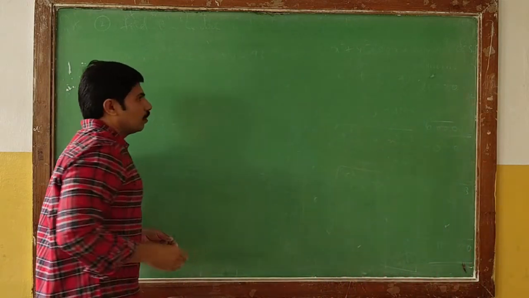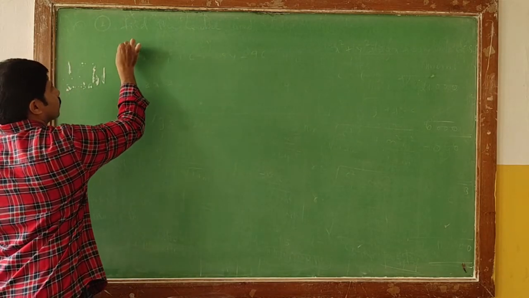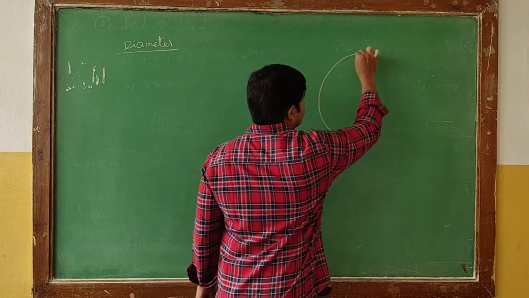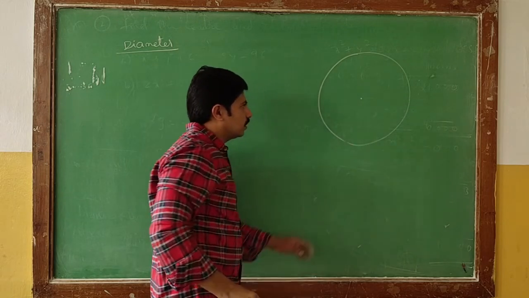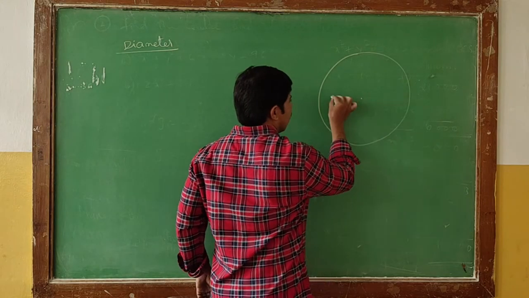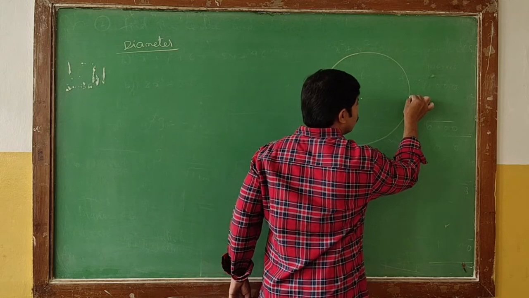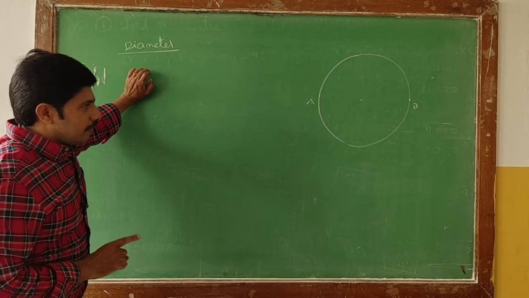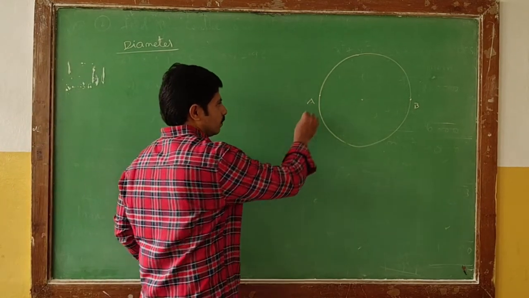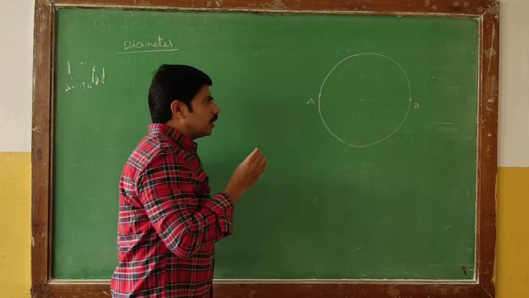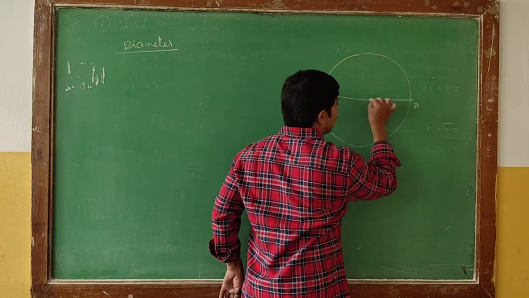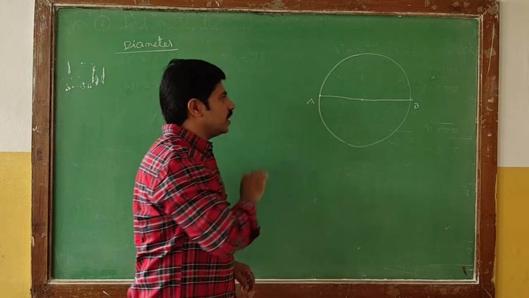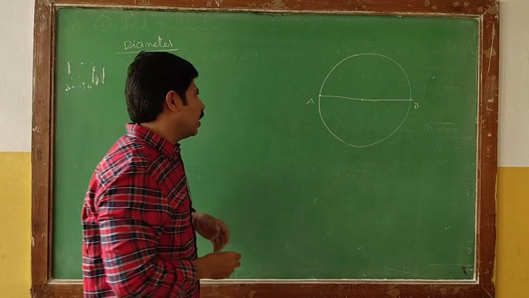Next is, now before going to start the next problem, what is diameter? See, diameter is nothing but, suppose you have a circle. Draw one circle, locate the center. So diameter is nothing but the line joining two points on the circle. See, on the circle I am locating two points A and B. The line joining two points on the circle and the line passes through the center, then what is this AB called? Diameter.